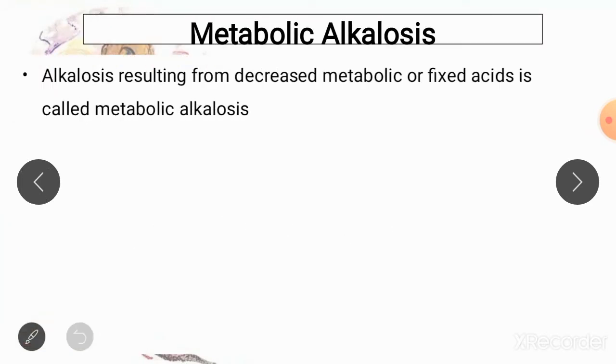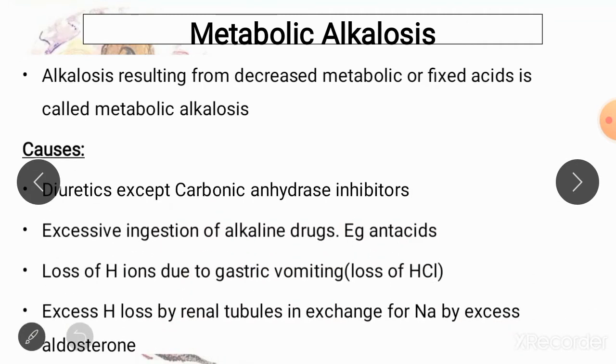Next we have the metabolic alkalosis, in which the metabolic or fixed acids, that is all the acids other than the carbonic acid, if any one of them is decreased, this is going to result in metabolic alkalosis. So the causes for metabolic alkalosis are all the diuretics except carbonic anhydrase inhibitors, because carbonic anhydrase inhibitors cause metabolic acidosis, not metabolic alkalosis. And all of the other diuretics cause metabolic alkalosis because diuretics cause excretion of sodium from your body along with hydrogen ions.